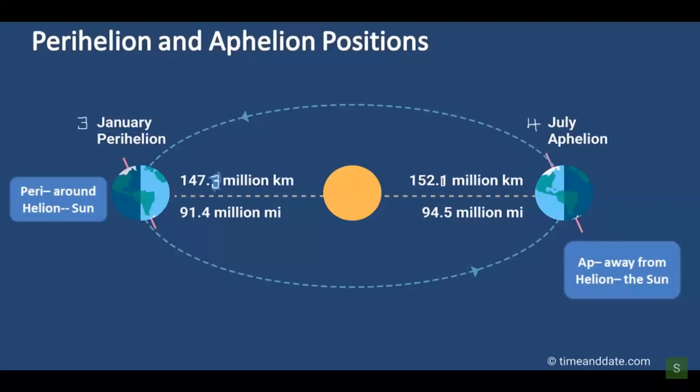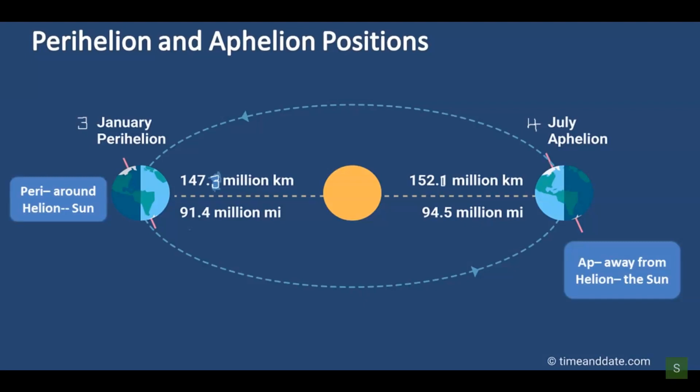Third is perihelion and aphelion positions. The Earth's orbit is the path along which the Earth travels around the Sun. Due to this elliptical orbit of the Earth, the distance between the Earth and the Sun varies. The mean distance between the Earth and the Sun is about 150 million kilometers. When the Earth is closest to the Sun, the position is called perihelion. The word perihelion is derived from the Greek words peri and helion. Peri means around or near, helion means the Sun.